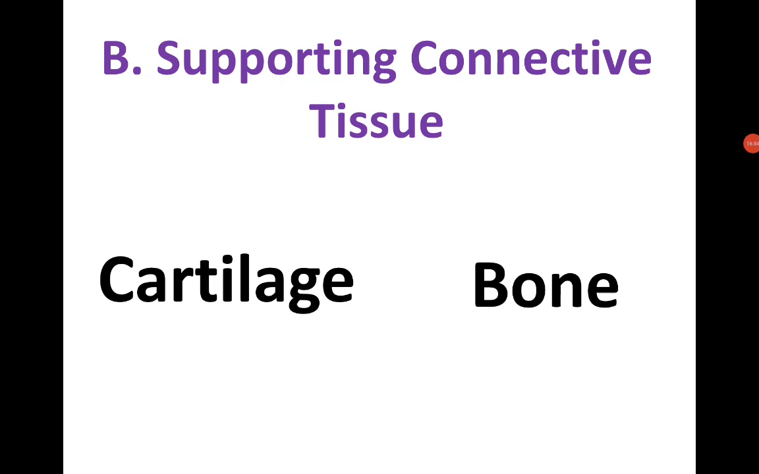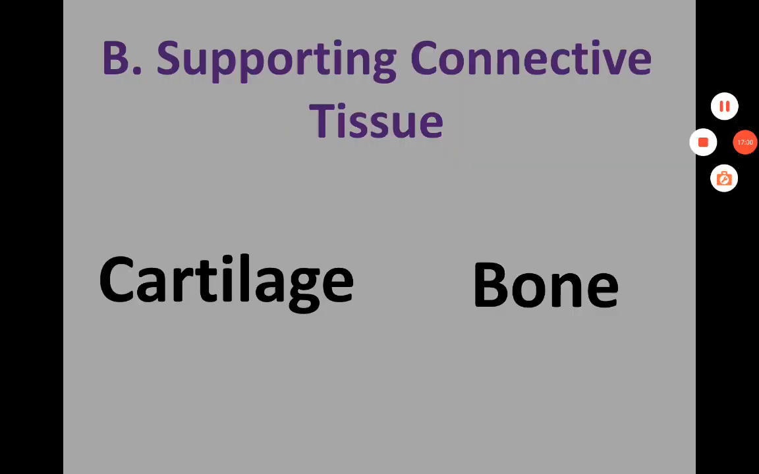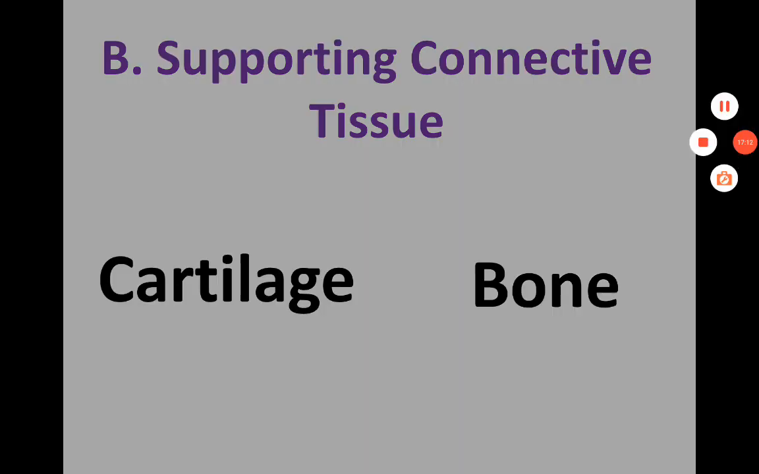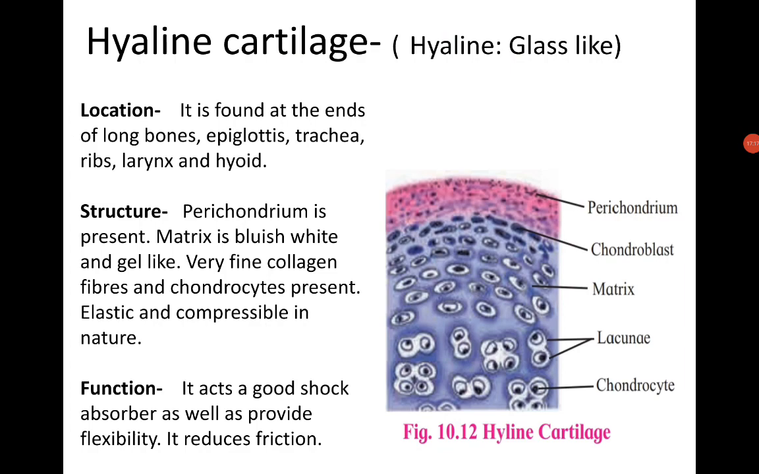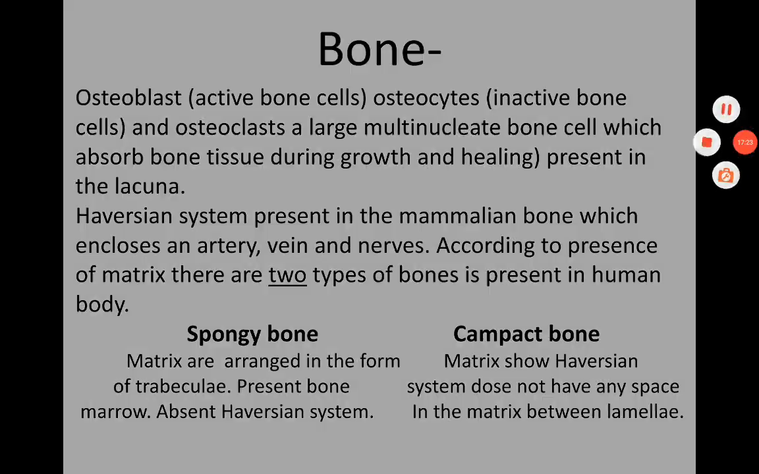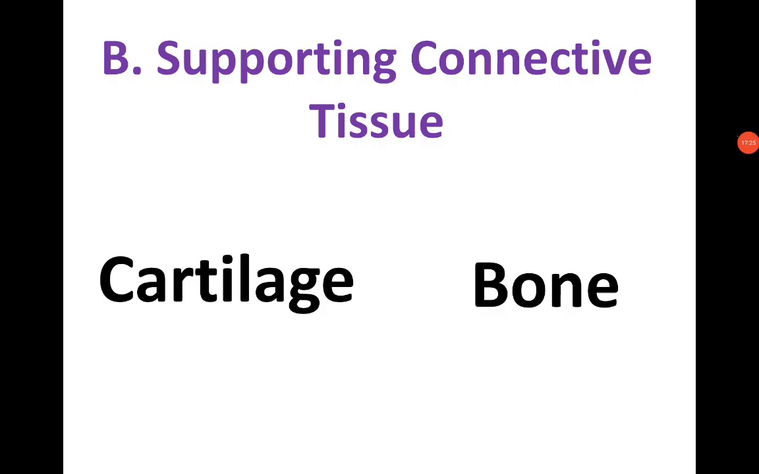The second part of connective tissue is supporting connective tissue: cartilage and bone. Cartilage is softer than other tissue except bone. Bone is the harder tissue. We are studying bone in detail, its types, spongy bone and compact bone. In the next lecture, we will study bone in detail with figure and description. Thank you.